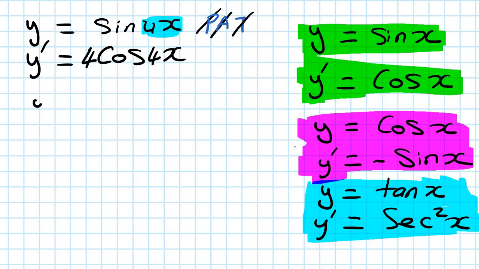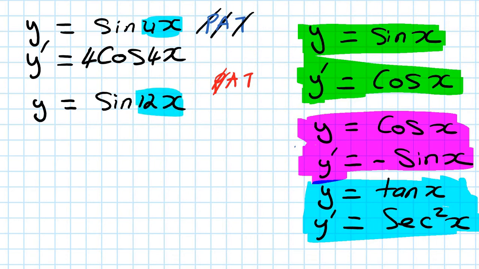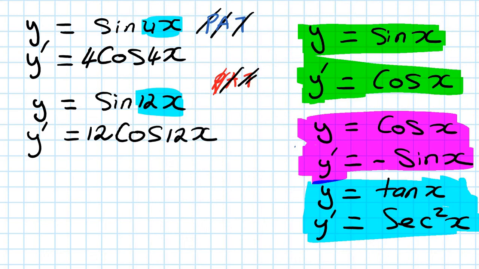Let's say number 2. Let's say y is equal to sine of 12x. Same thing. I'll just write here PAT. Now power, we don't have power at this moment, and then we have angle. Angle is inside here, which is 12x. So derivative of the angle 12x is 12. So just write 12 down. And then what's next? Trig. That's right. So trig is here. Derivative of sine gives me cos. So just write it down. Cos of 12x. See, that's all.